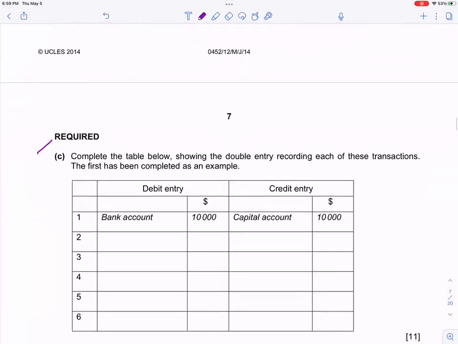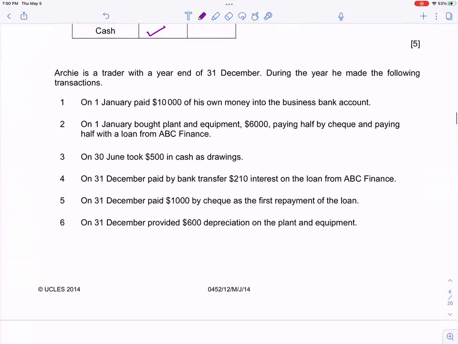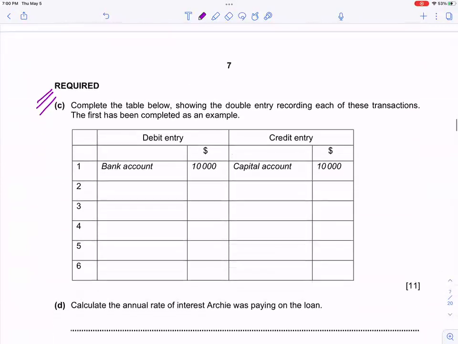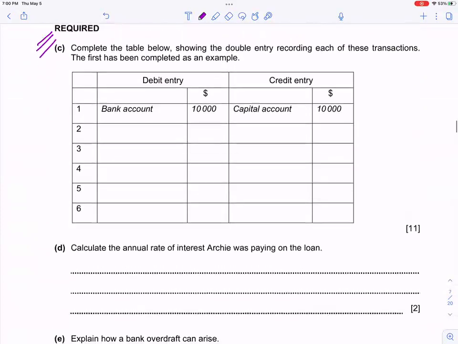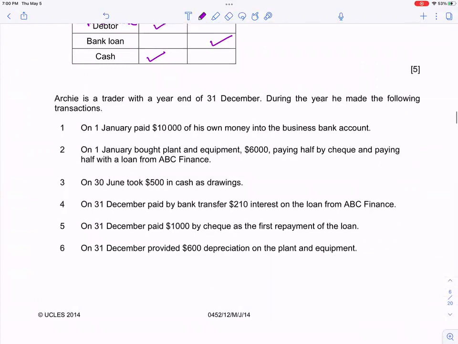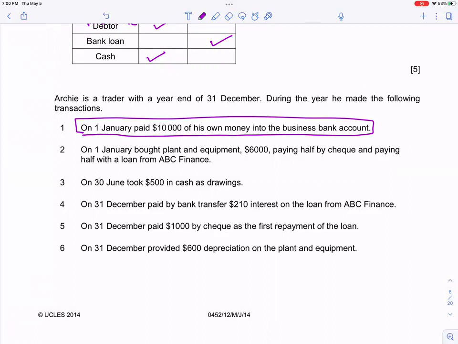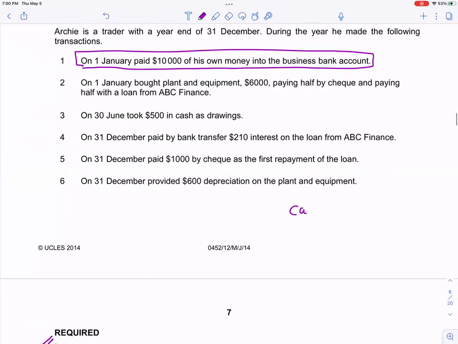Now the next is you have to provide journal entries. Miss, I haven't learned journal entry and all that. Yes, I know you've not learned, but we can try. Then we'll teach you. Try and understand the meaning of the statement. On 1st January, he paid 10,000 of his money into the business. So I think that's capital. Okay, this will be bank and capital. Bank is bank account and capital would be capital account.